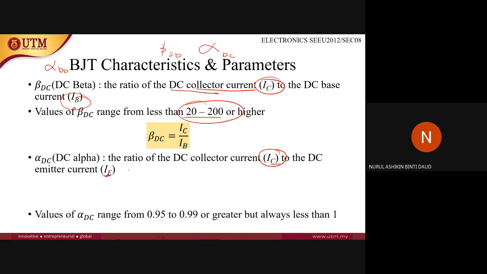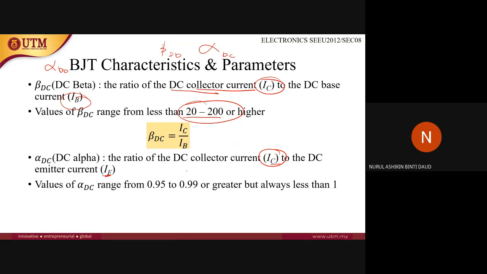Okay, so the value of this alpha DC usually ranges from 0.95 to 0.99, and it is always less than 1. It will not be 1. Okay, it is always less than 1. Why? What is the reason?